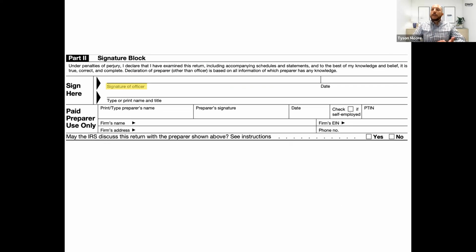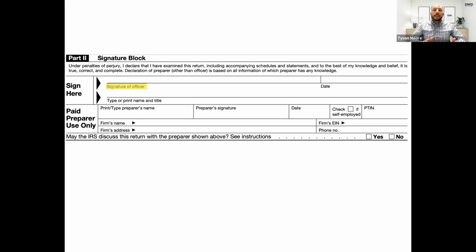The final section I want to talk about here on this page is the signature block, which is at the very bottom. It's important that the proper person is signing the 990 each year. It does ask for a signature officer. An officer means a current president, a vice president, a treasurer, assistant treasurer, chief accounting officer, or other officer who's authorized to sign as of the date that the return is filed.